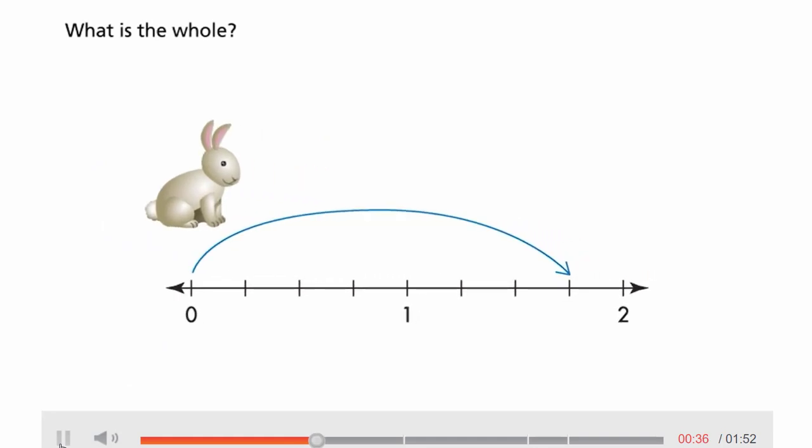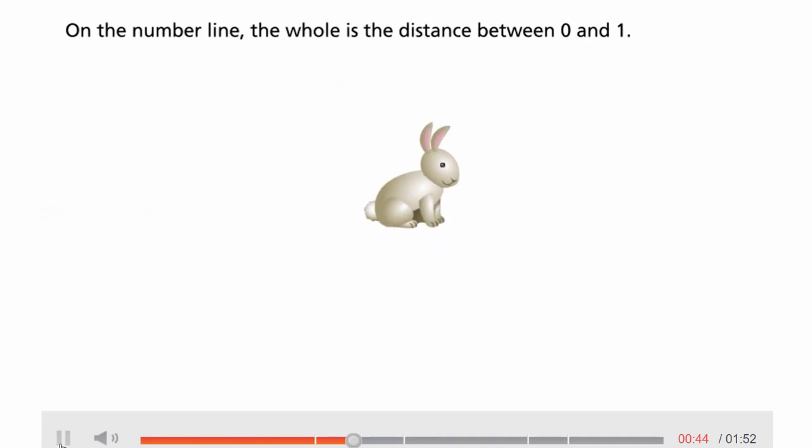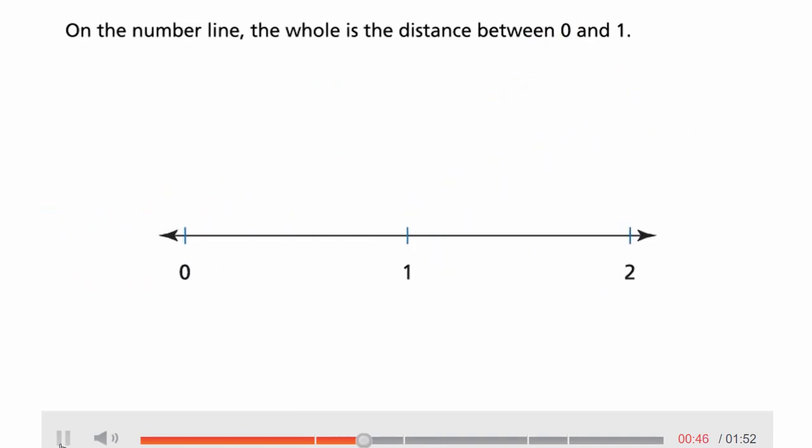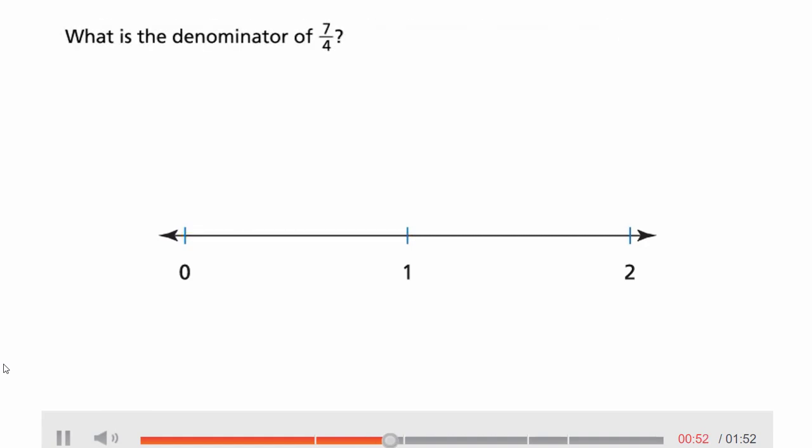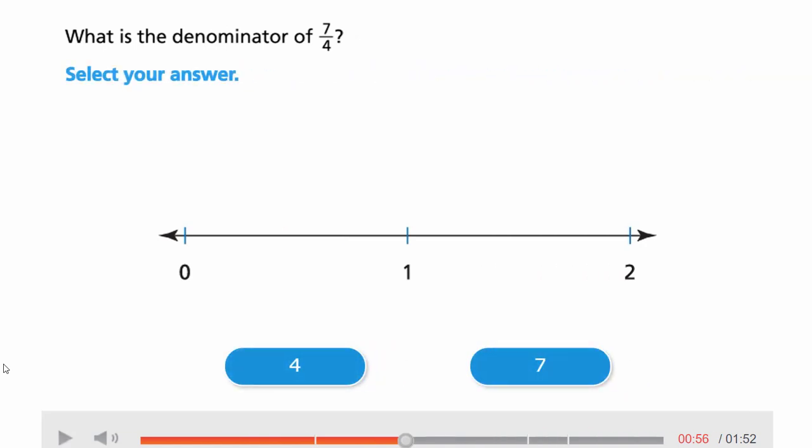What is the whole? The whole is the distance of the trail. On the number line, the whole is the distance between 0 and 1. What is the denominator of 7/4? Select your answer.